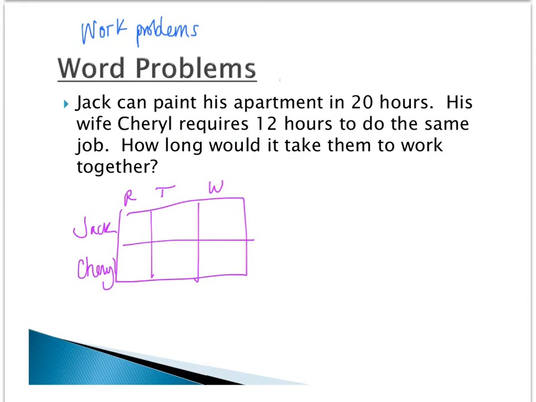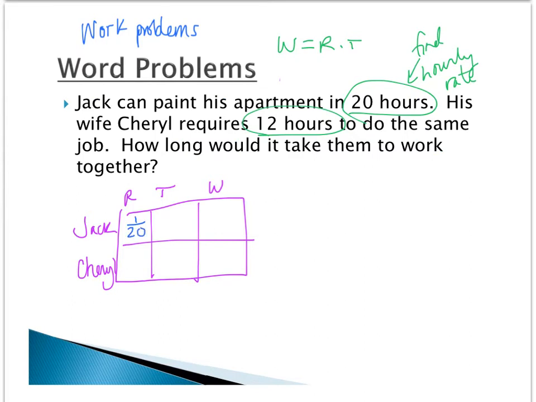When dealing with work problems, we want to consider this simple equation: work equals rate times time. We have two people that are working together, and the numbers that we are given, 20 hours for Jack and 12 hours for Cheryl, represent their total job time. What we need to do is find their hourly rate. So if Jack paints the entire apartment in 20 hours, then that means in 1 hour he paints 1/20th of the apartment. Cheryl requires 12 hours to do the same thing. Apparently, she is just more efficient, and that rate is 1/12.